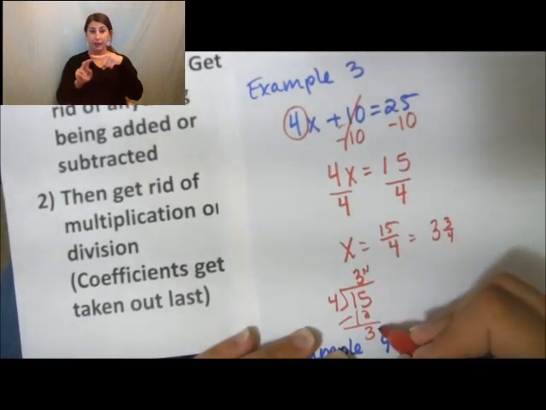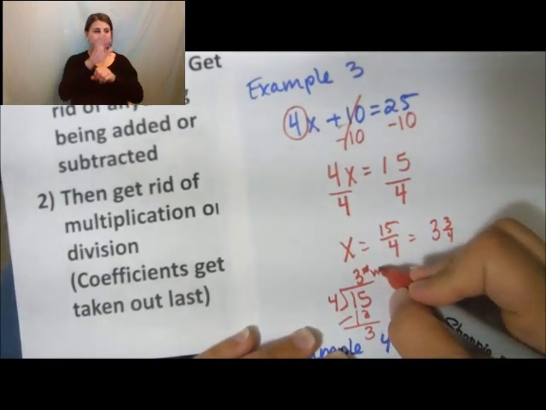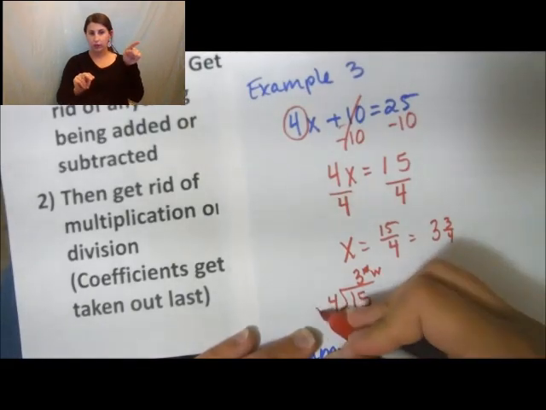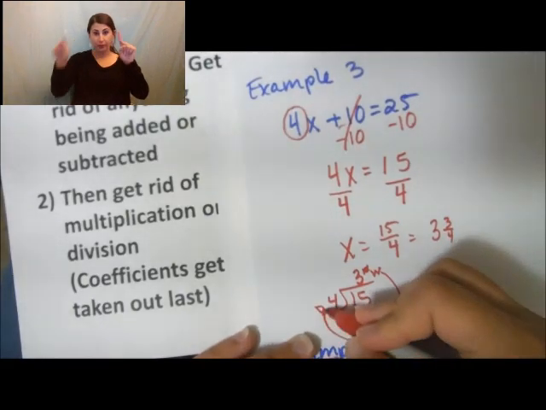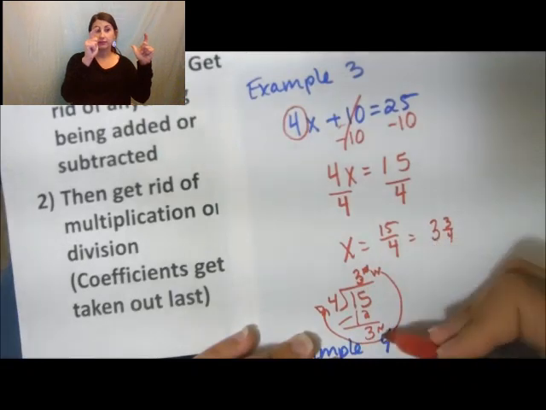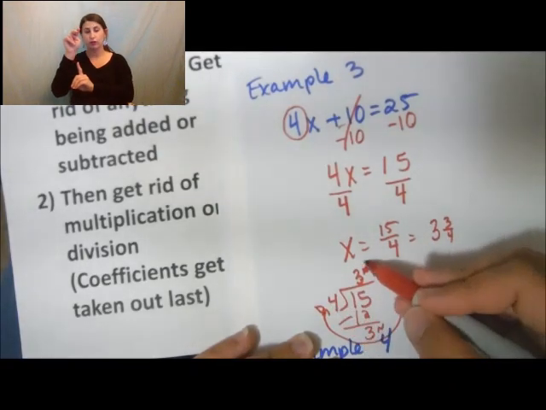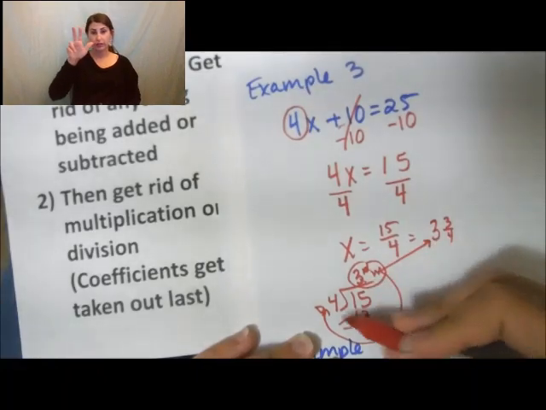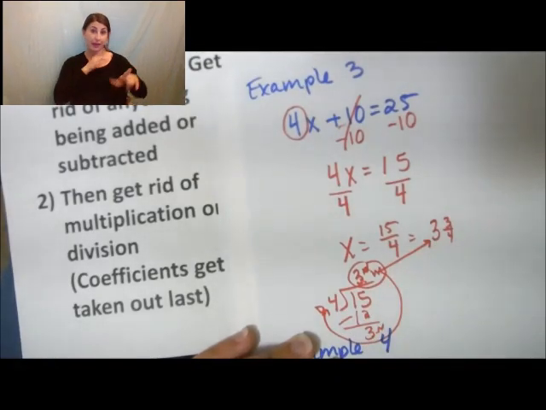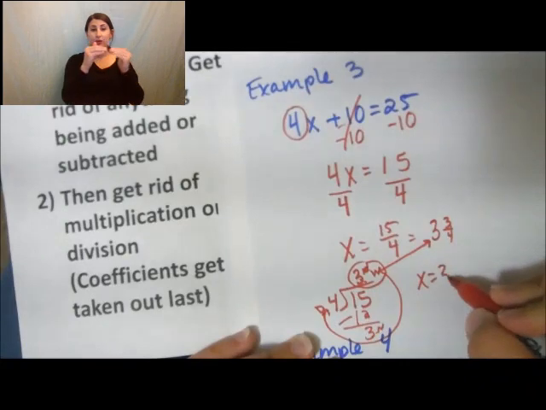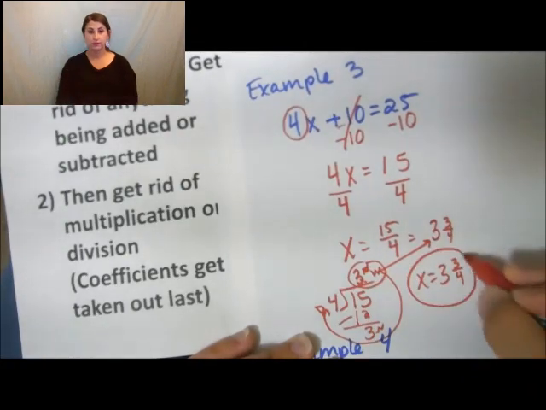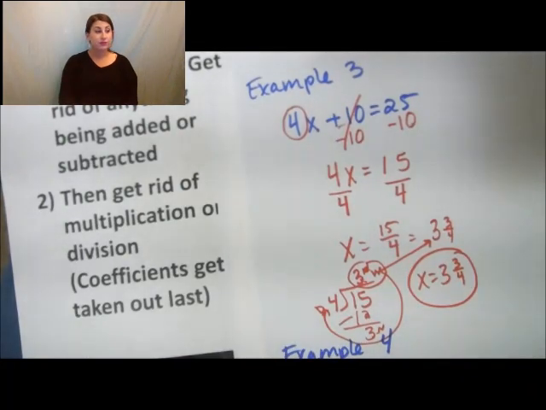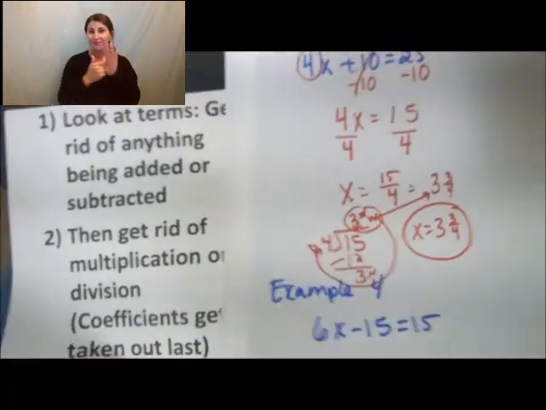Here's my whole number, my numerator, and my denominator. So think of it going clockwise. Big one, numerator, denominator. Here's my whole number right there. So 3 and 3/4. Okay, so that's my answer for here. So x equals 3 and 3/4. Okay. All right, next example.